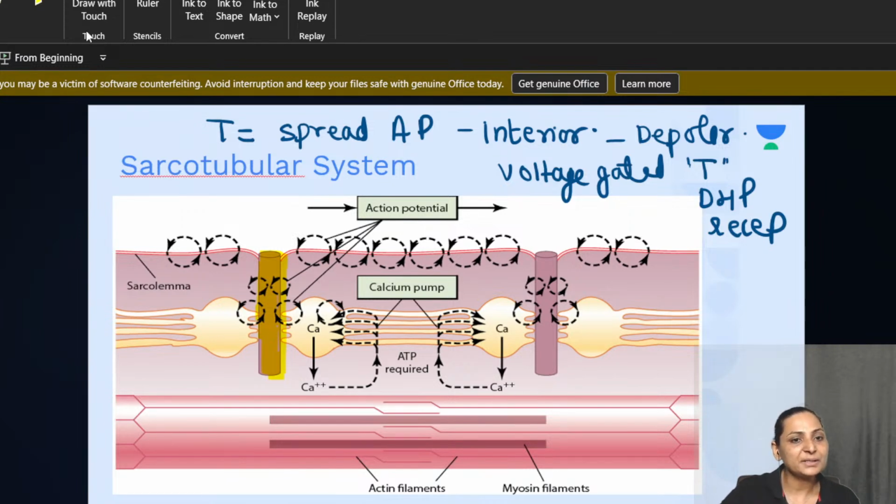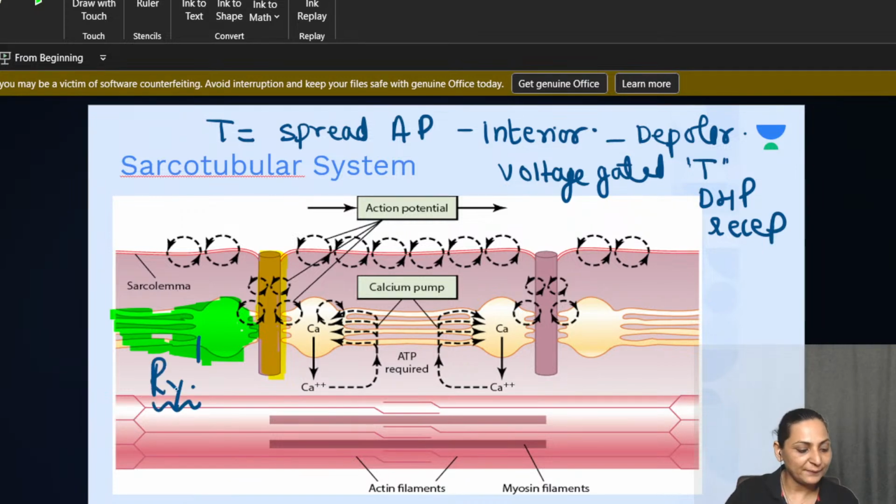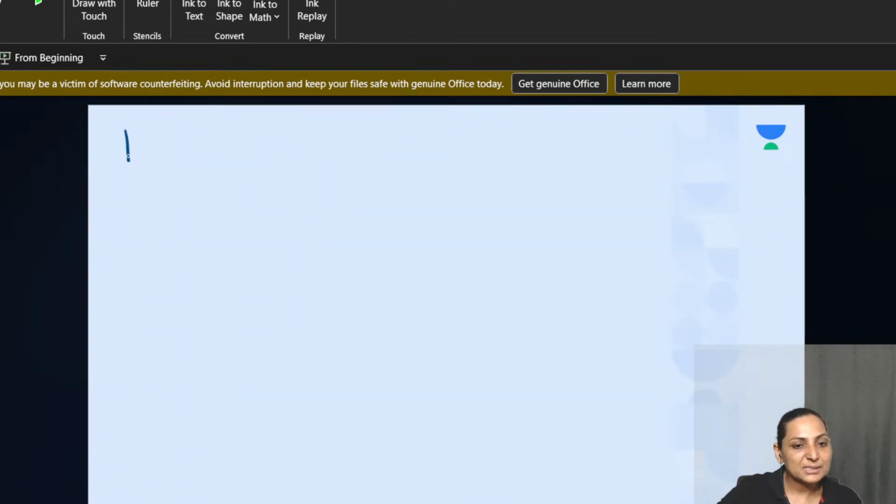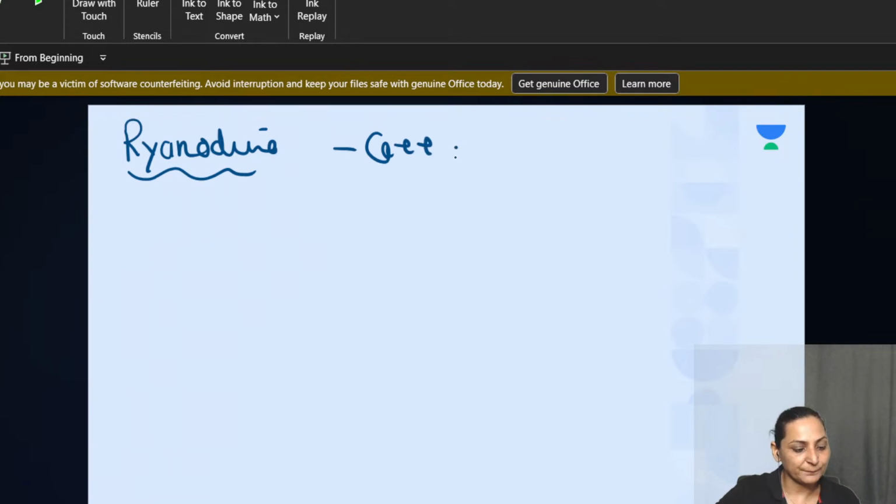On either side of the T tubules, you can see that there are L tubules. These are the longitudinal cisterns, which are the source of calcium. And these longitudinal cisterns have the ryanodine receptors. Now there are two important things which have to be considered. First we will see that this ryanodine receptor, which is actually going to release calcium, is subjected to a mutation.